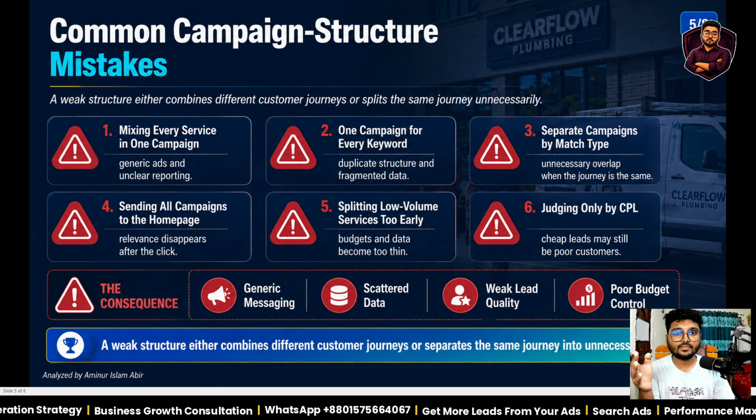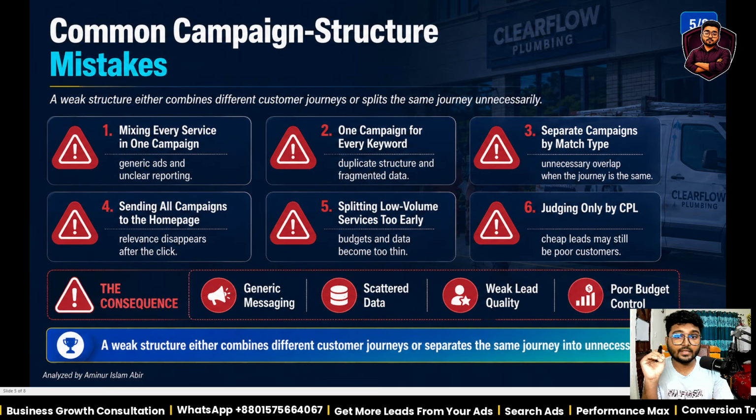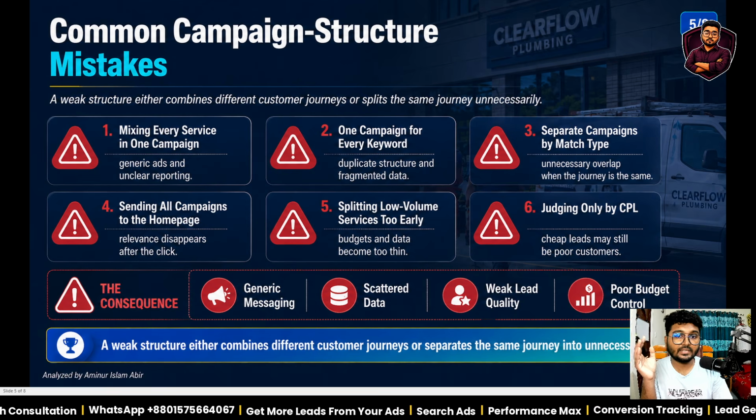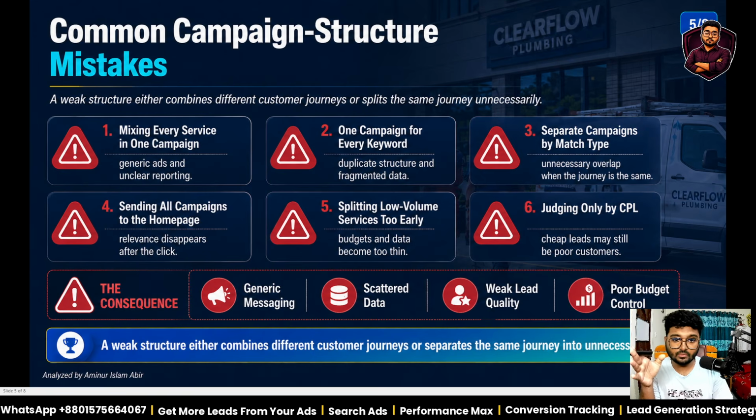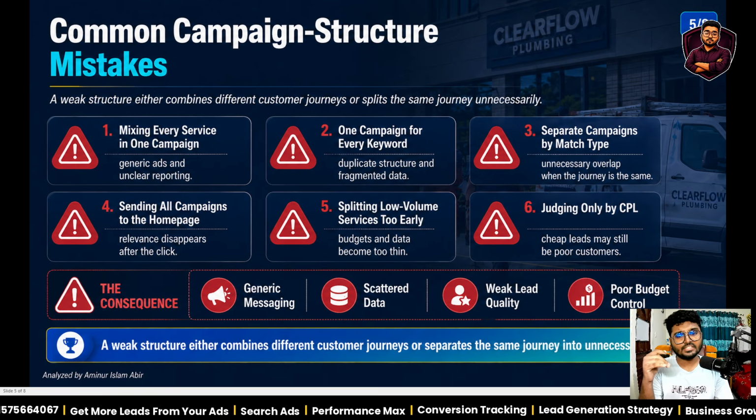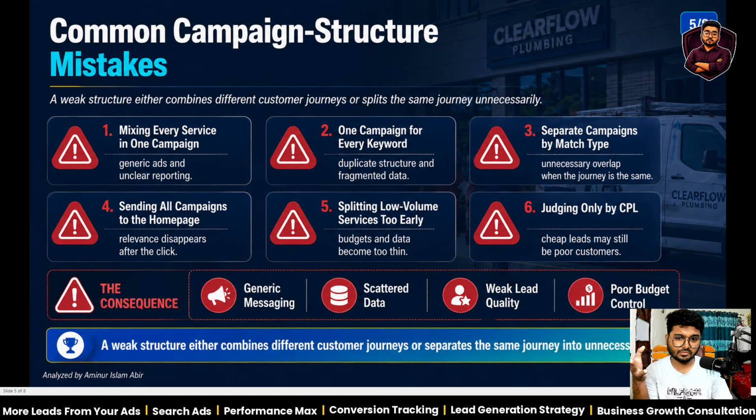So this is my slide 5. Here I describe common campaign structure mistakes. The first mistake is combining every service inside one campaign. The result is mixed intent, generic ads, blended reporting, and poor budget control. The second mistake is creating one campaign for every keyword. Emergency plumber, 24-hour plumber, and urgent plumber may share the same journey. Separate campaigns can fragment budget, data, and optimization decisions.